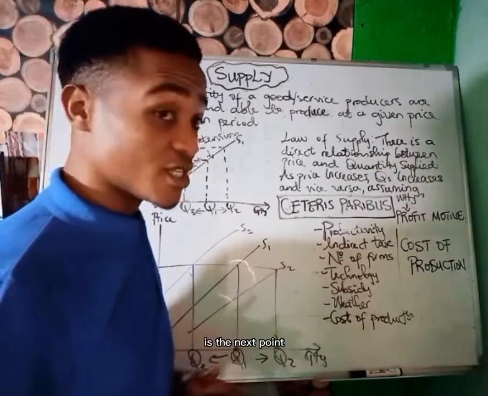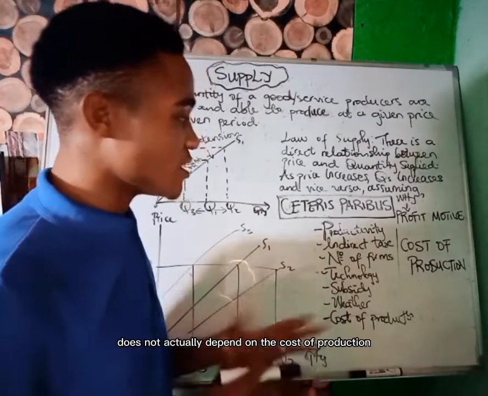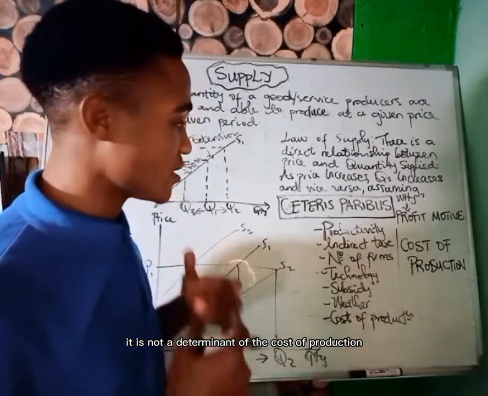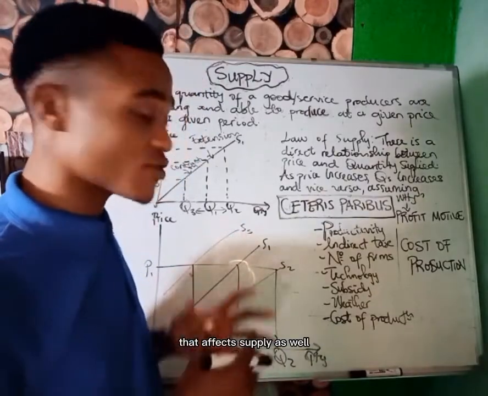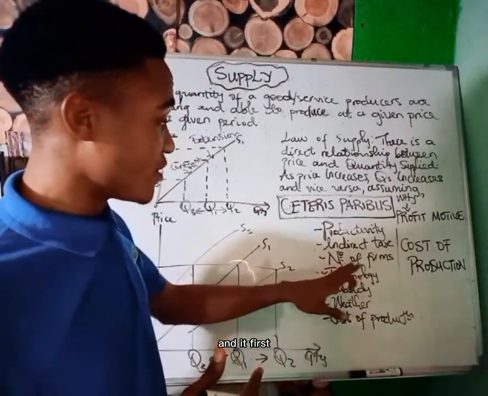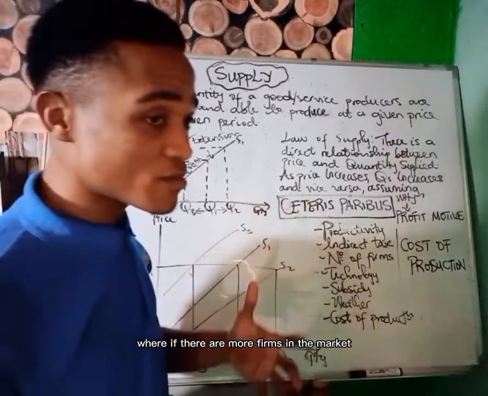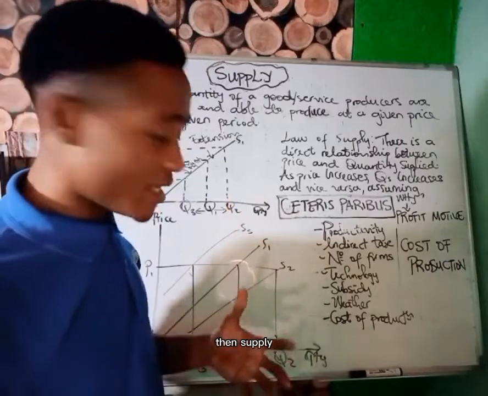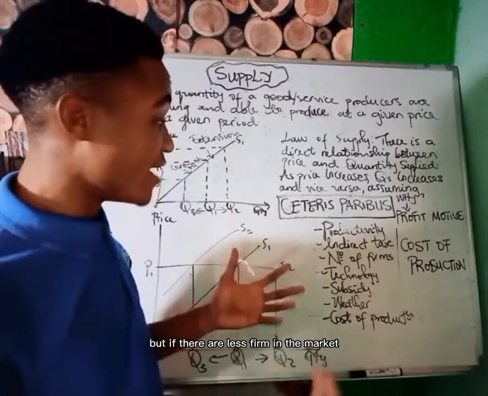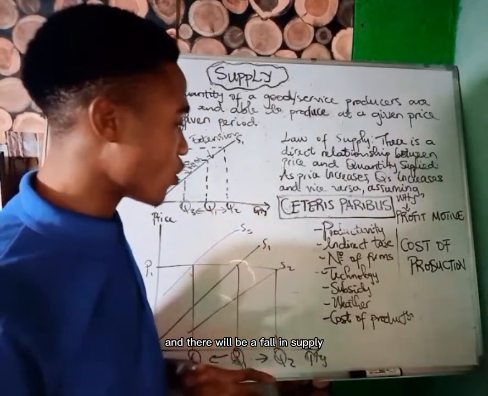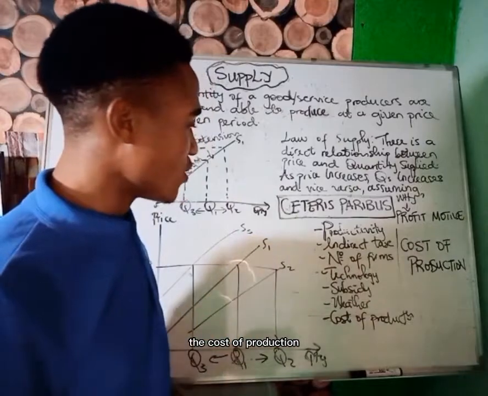The number of firms is the next point. The number of firms does not depend on the cost of production. It is not a determinant of the cost of production, but it is one of the factors that affects supply as well. This is how it is explained: if there are more firms in the market, then supply will move to the right, in other words, there will be an increase in supply. But if there are fewer firms in the market, then there will be a fall in supply. So it is independent of the cost of production.